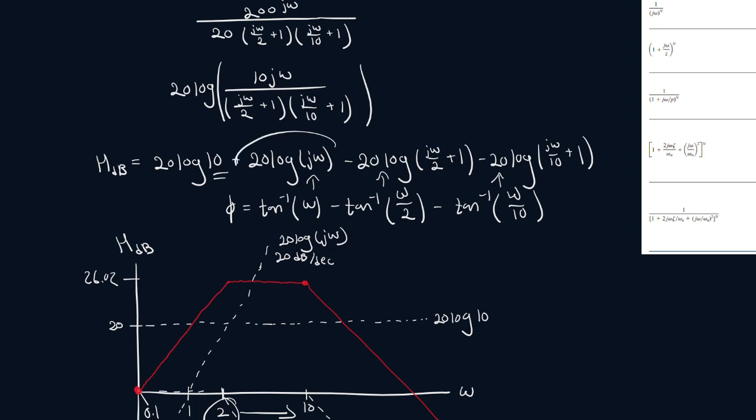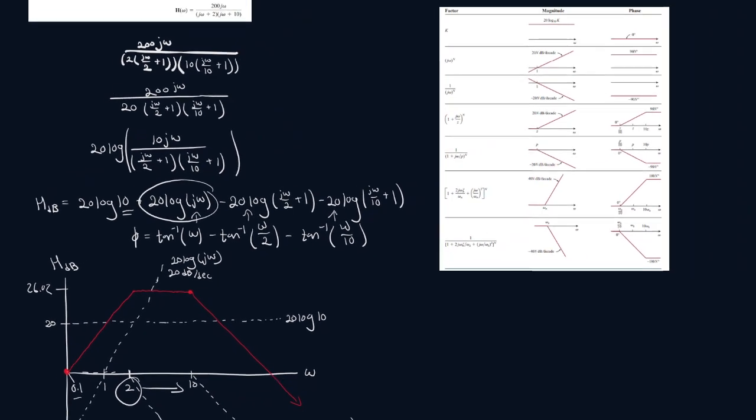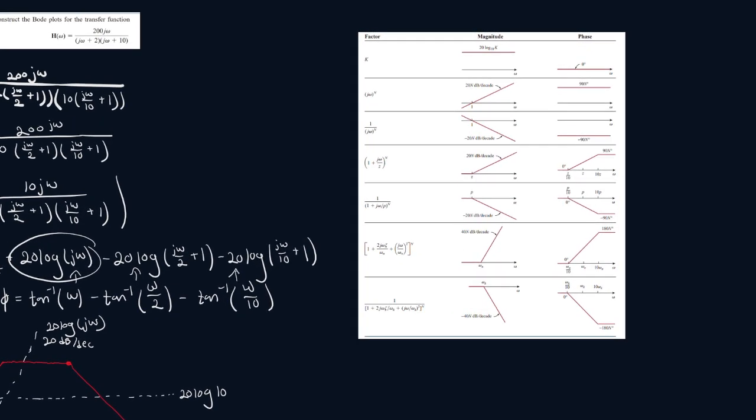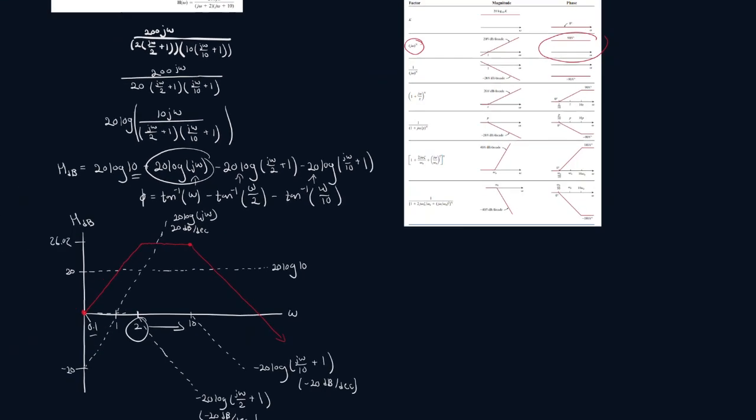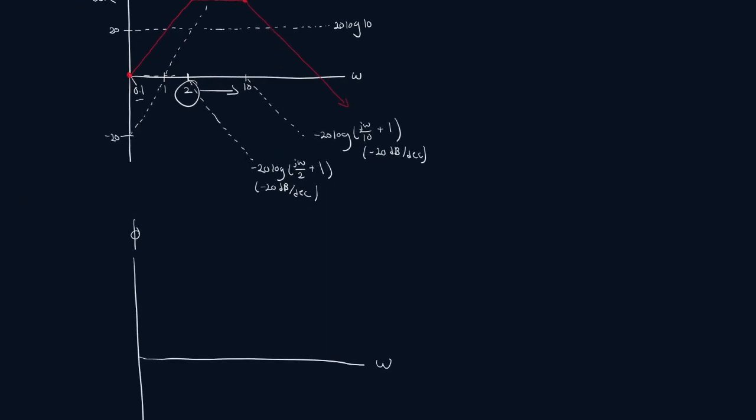So tan inverse W, that's related to 20 log JW, and we see 20. So when it's in JW format, our thing has to be at 90 degrees always. So for the first part, it's going to be, let's call this 90.